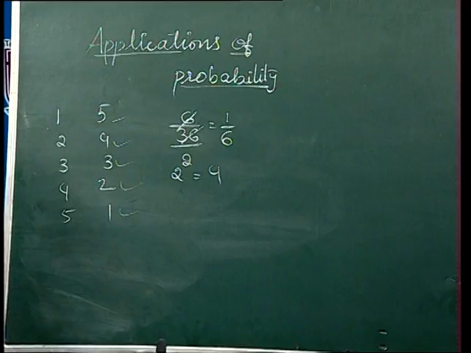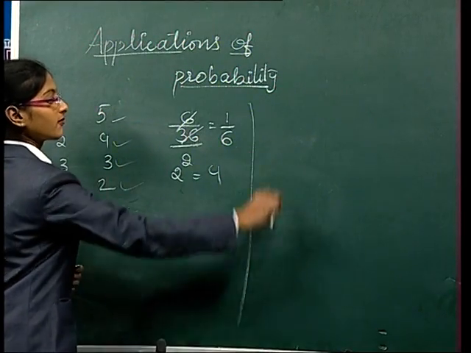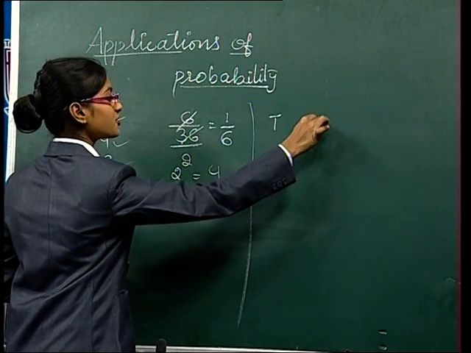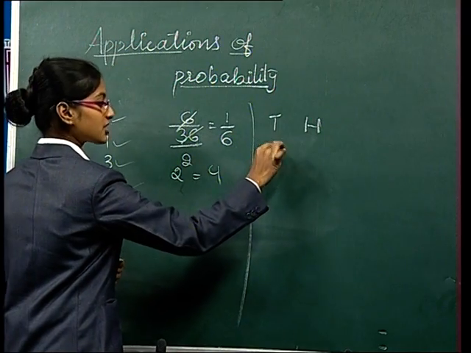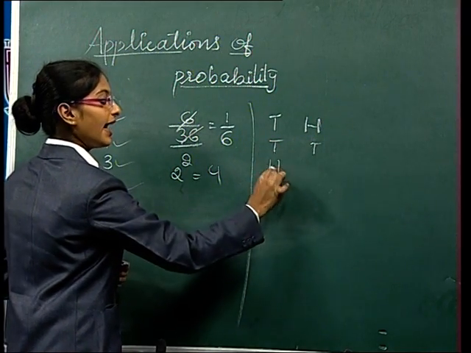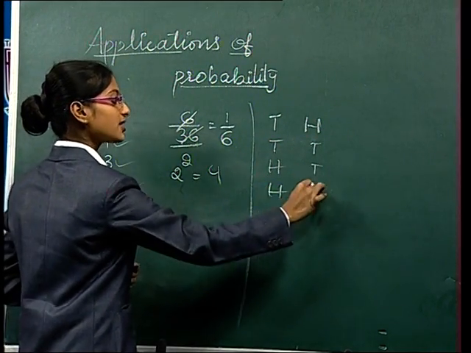Now, I am going to write T, H. T is nothing but tail and H is nothing but head. T, H, T, T, H, T, H, H.